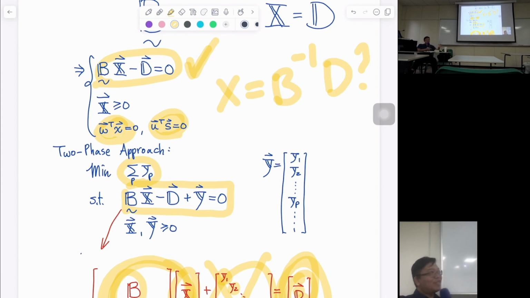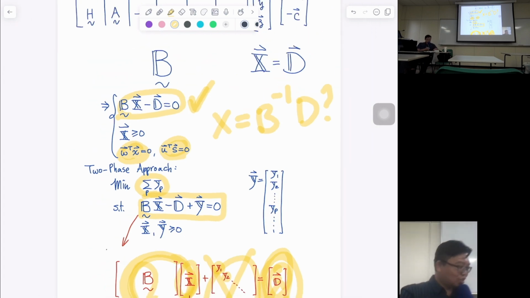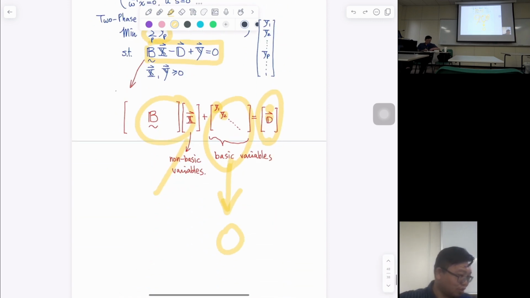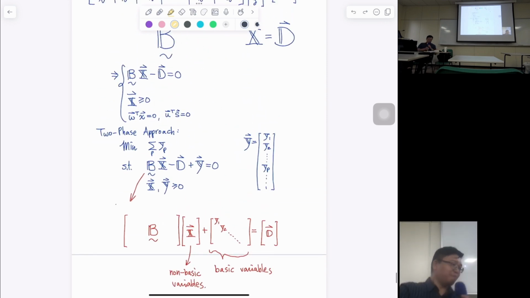I guess that's why in the literature or in the textbook or even in MATLAB, in many other open resources, there are so many other ways to solve this problem. This is not the only way to solve it. This two-phase approach is just one of the approaches. Okay, so now let's take a look at the MATLAB code that I just programmed during the weekend.